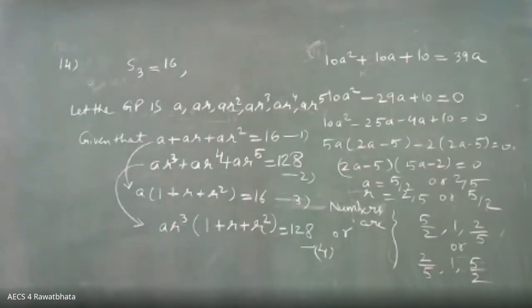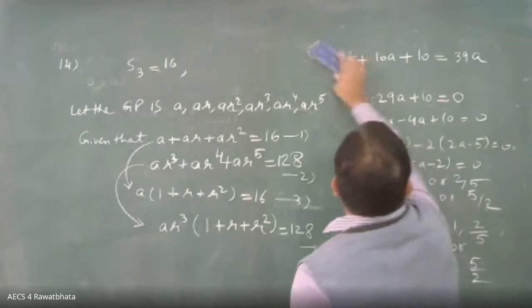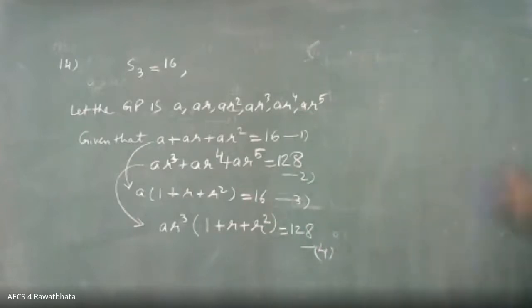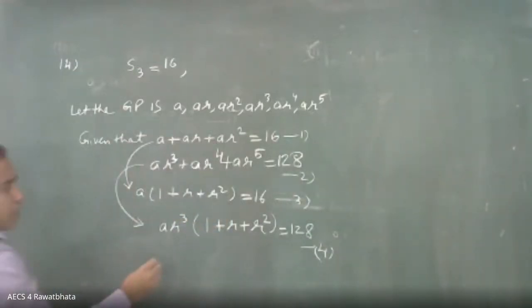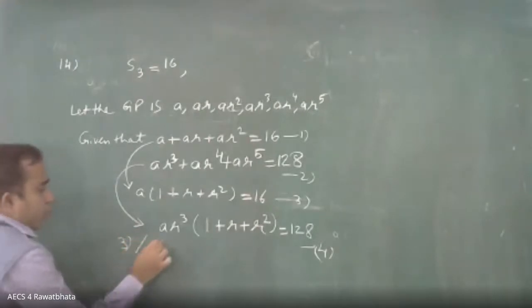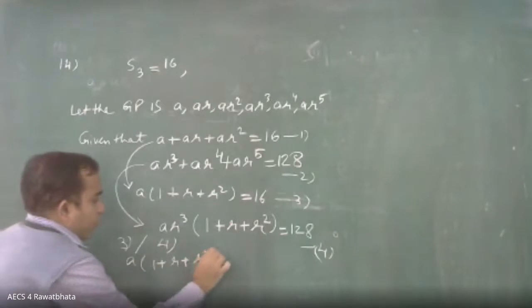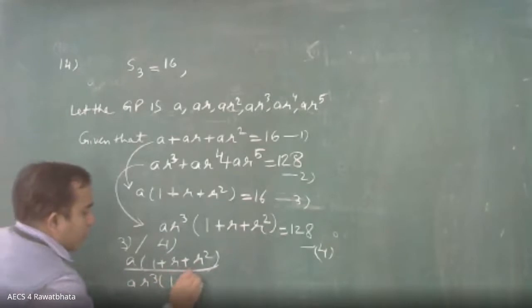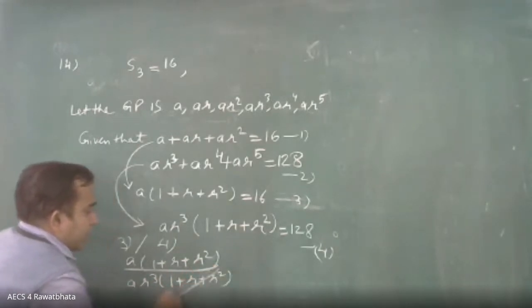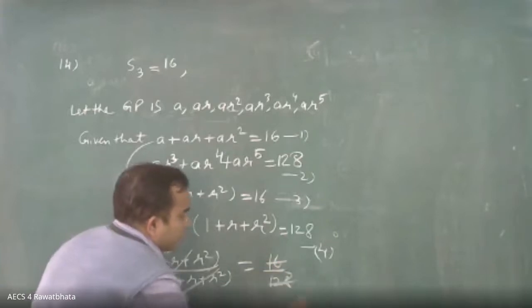Can someone tell me? Best way, method, divide them. And if I divide 3 by 4, I am going to do so. A into 1 plus R square whole upon A R raised to power 3 into 1 plus R square, 1 plus R square will get cancelled and equal to 16 upon 128. 16 8s are 128, is it?